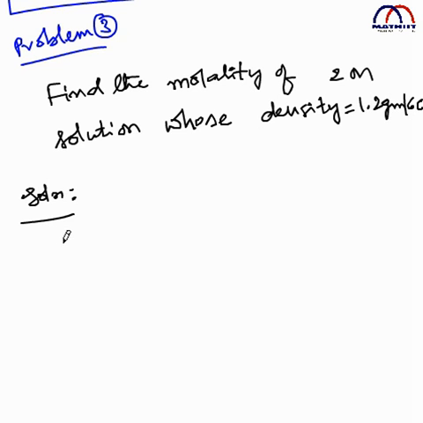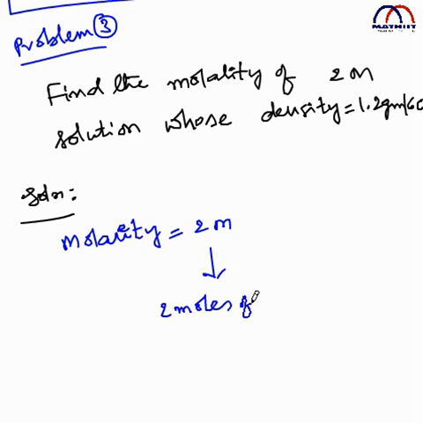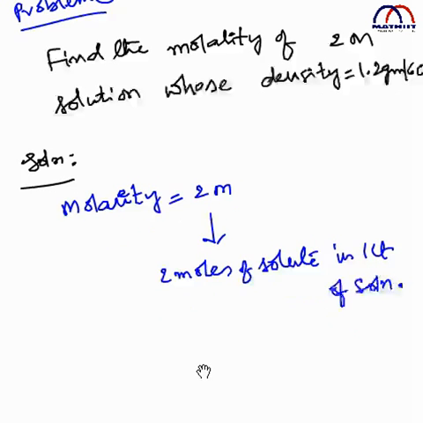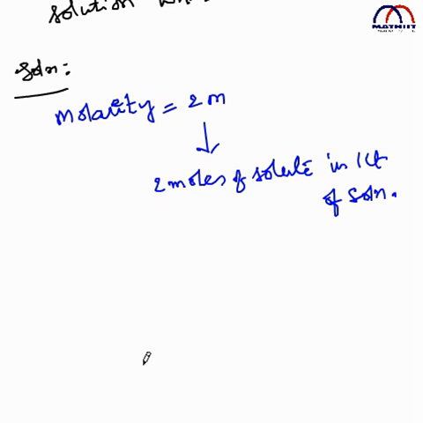What is the molarity here? The molarity given to us is 2 M. What is the meaning of this? The meaning of this is that 2 moles of solute are present in 1 liter of solution. This is the meaning of the 2 molar solution.